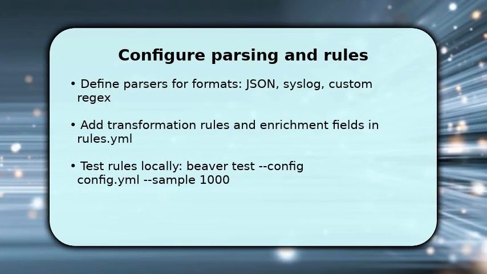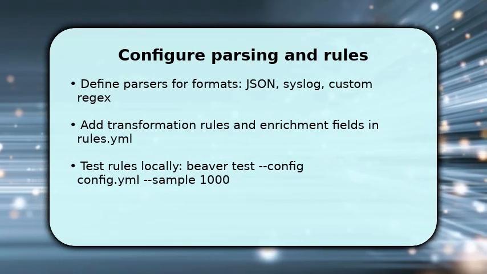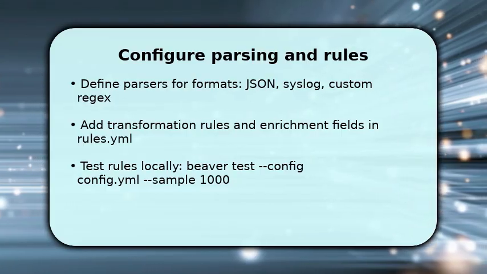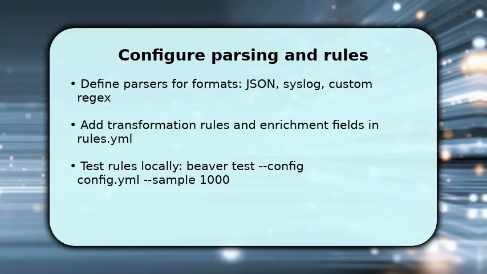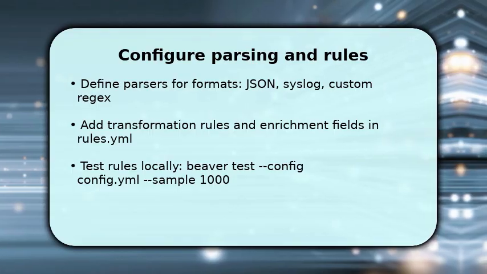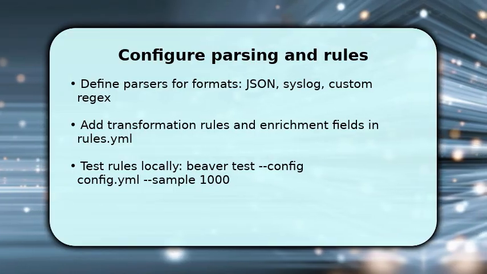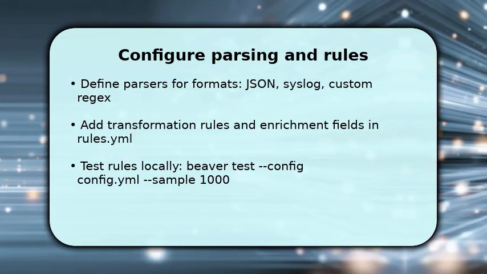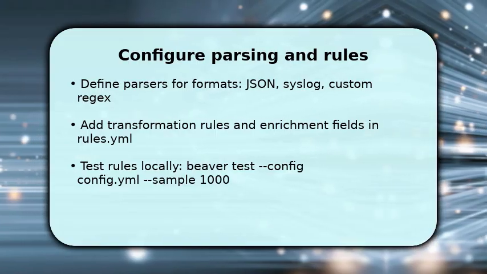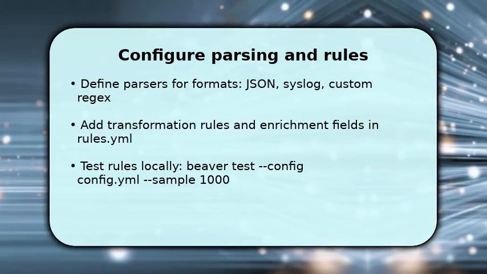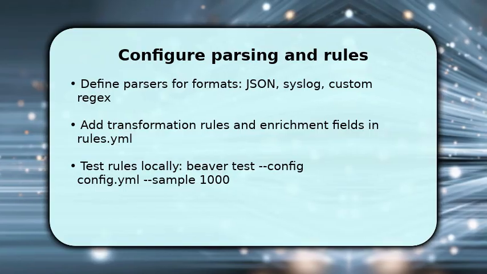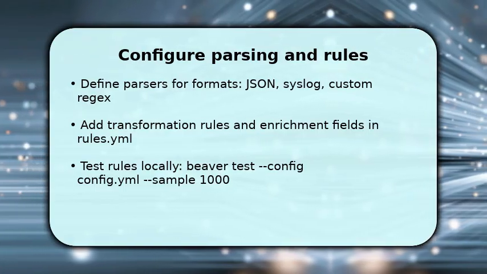Now you configure how logs are interpreted and enriched. You define parsers for JSON, syslog, or custom regex, so fields like timestamp and user are extracted consistently, which improves search accuracy. Then add transformation and enrichment rules in rules.yml to add context, IP-geo, service tags, or derived fields, because enriched logs enable faster triage.